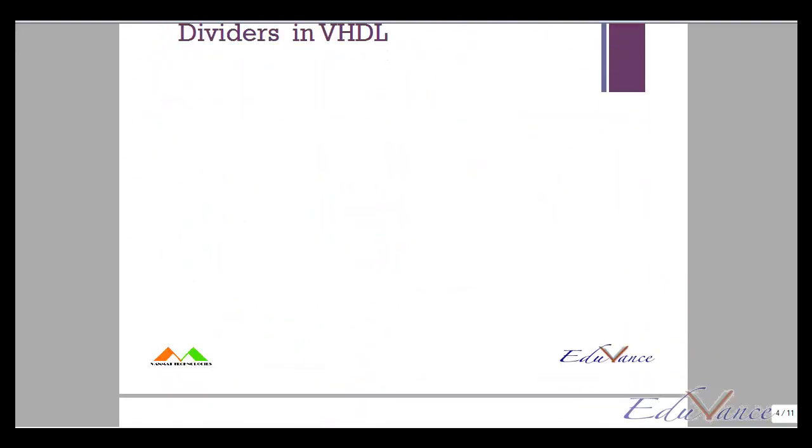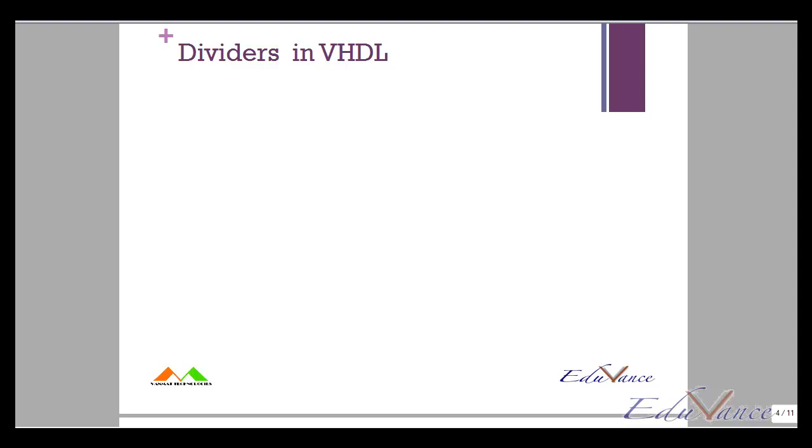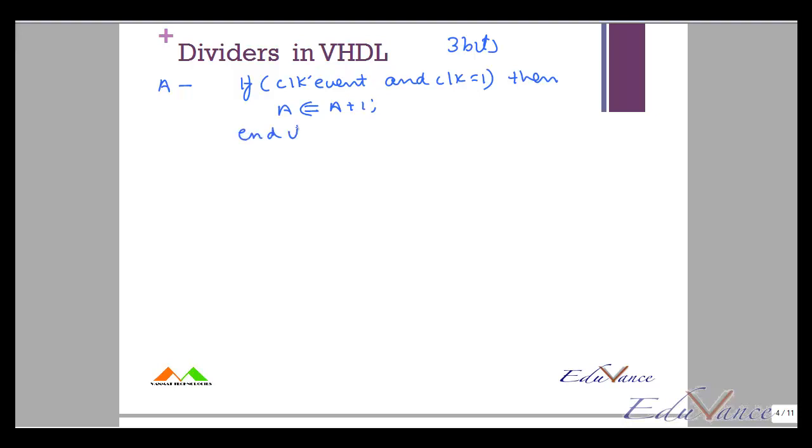So how would I make this divider in VHDL? Before that, let me explain a concept. Suppose I have a signal A which is 3 bits, and I write, in a clocked process, if clock'event and clock equal to 1, then A gets A plus 1, end if. Obviously, this is in a process and you can understand those components.